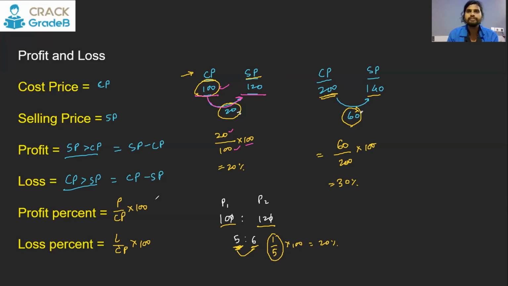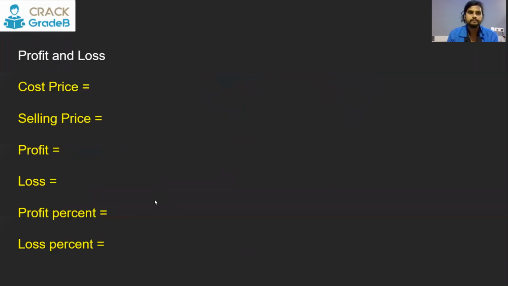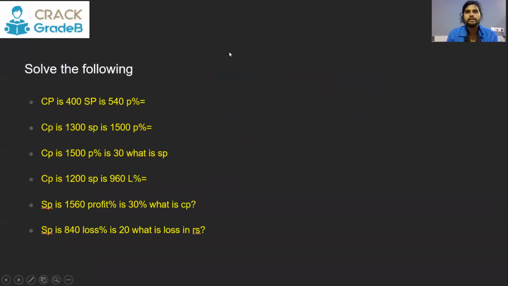Okay, let's see the next part of it. So now there are certain questions that we need to solve. There are very basic questions, but if you solve these basic questions, the foundation is going to be really, really good, and you can solve the big questions very, very easily. So the first question says, cost price is 400, selling price is 540. What is the profit percent? So as I told you, you can just deal in ratios.